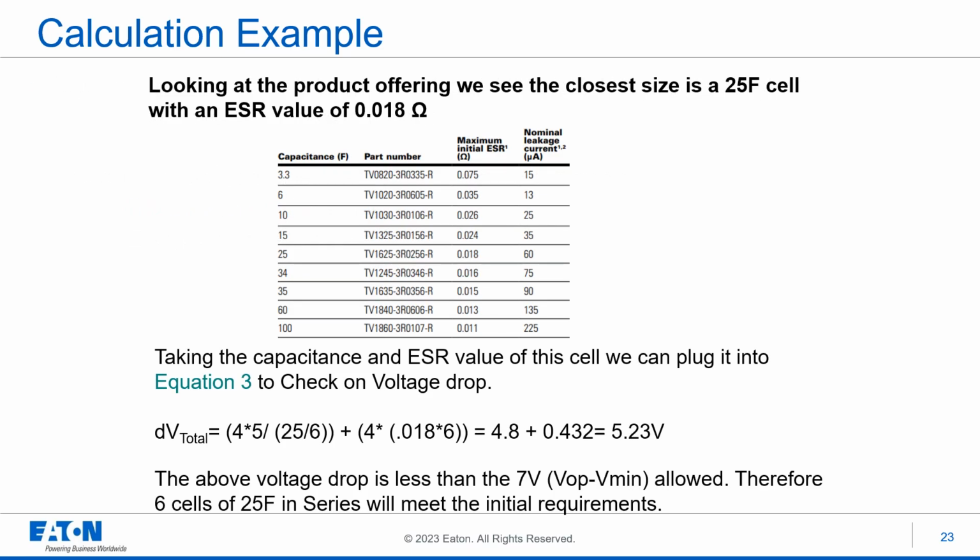We assumed a 3-volt cell on the previous page in our voltage calculation. So looking at the possible selections, we need one with at least 17 farads, so we pick a 25 farad cell. Now we need to check for the total voltage drop at the end of the discharge by adding back in the ESR term in equation 3. The values for the capacitance of the system are 25 farads, the cell value, divided by 6, and the ESR of 18 milliohms times 6. This will give a total voltage drop of 5.23 volts. Since this is less than the voltage window from the application, which is 7 volts, the design should work.